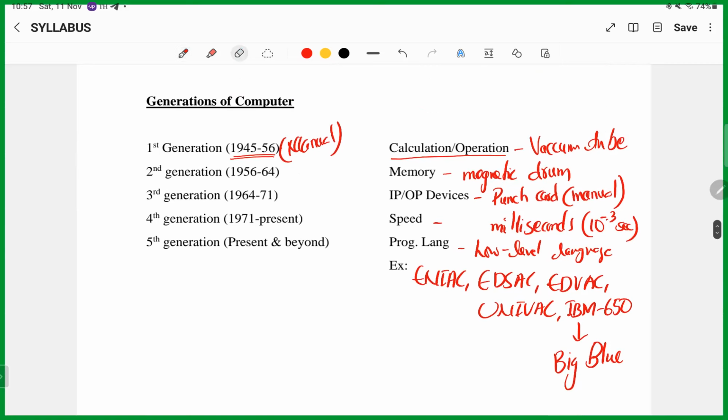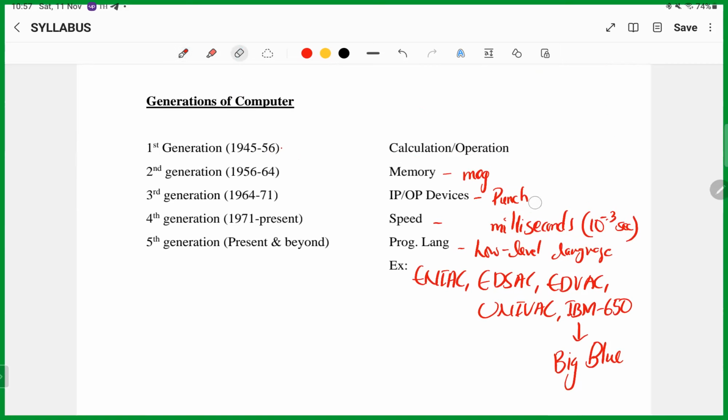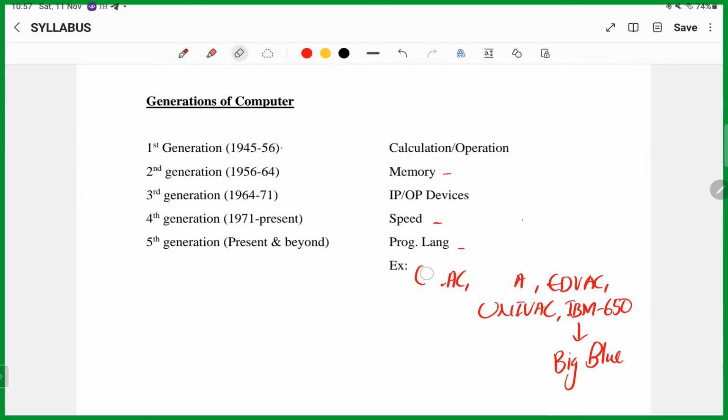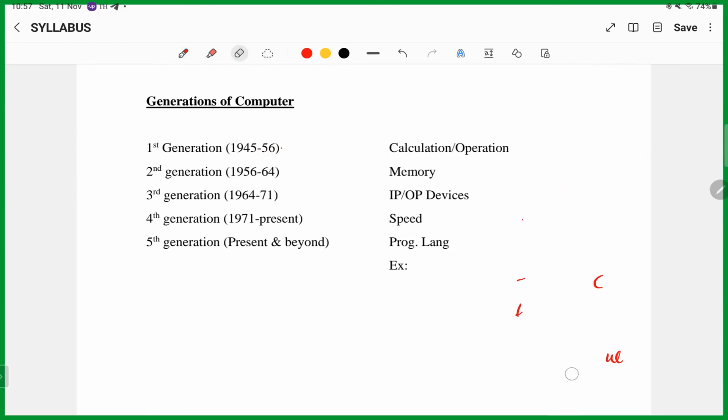Then let's move to the next one, second generation. Okay, memory is it, but I can write here itself. We will be discussing second generation now. Okay, there is a transformation now, right? For the operation, they started using transistor. So from vacuum tube there is a transformation to transistor. Memory is magnetic tape. There we were using magnetic drum, here they have started using magnetic tape.